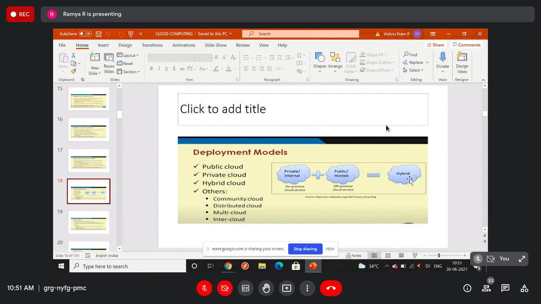Next, we see deployment models. We have 3 main types of deployment models, and others are community cloud, distributed cloud, multi-cloud, and intercloud. Public cloud means anybody can access that particular cloud. In a private cloud, take our CMR TC website for example: we access so many information that is only accessible by people from our organization, not by everyone. That is on premises. Public cloud, in the sense, anybody can access.